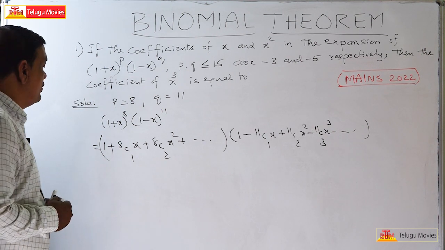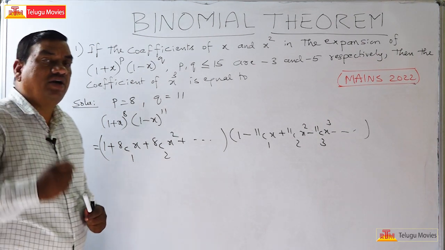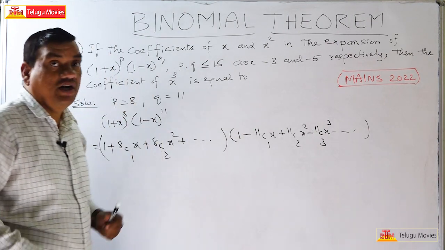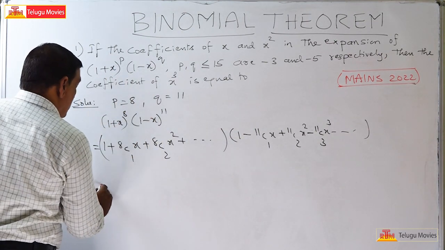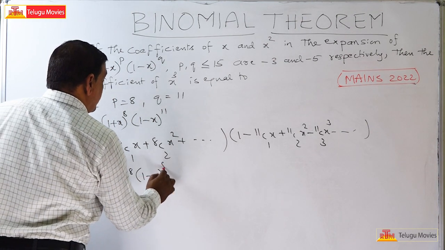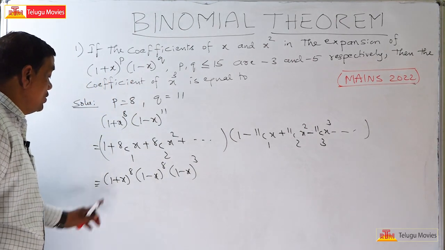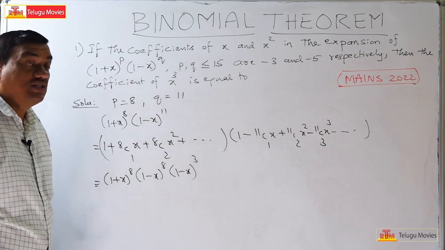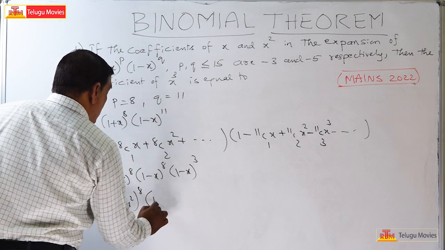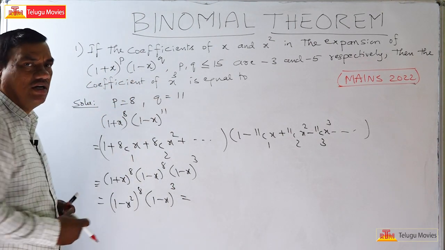So how to get the coefficient, one more thing we can do easily. Without writing such an expression, I got an idea here. See here, this is 1 plus x whole power 8. So this is 1 minus x whole power 8 into 1 minus x whole power 3, we can write it as 1 plus x into 1 minus x, 1 minus x square. So this is 1 minus x square whole power 8 into 1 minus x whole cube. Right? It is easy, better compared. So you can do like that also, no problem.